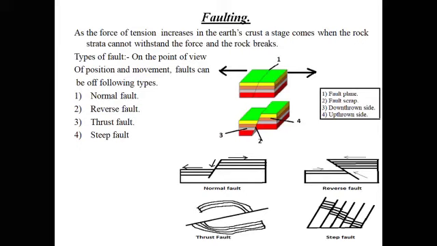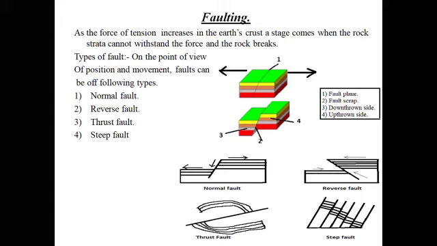Now next is down thrown side. What is down thrown side? The down thrown part. Now here when the faulting took place, what happened? This part was standing still, and this part came down. Here you can see this part has come down. So this is called down thrown side, and the part which is standing in its own position is called up thrown side.